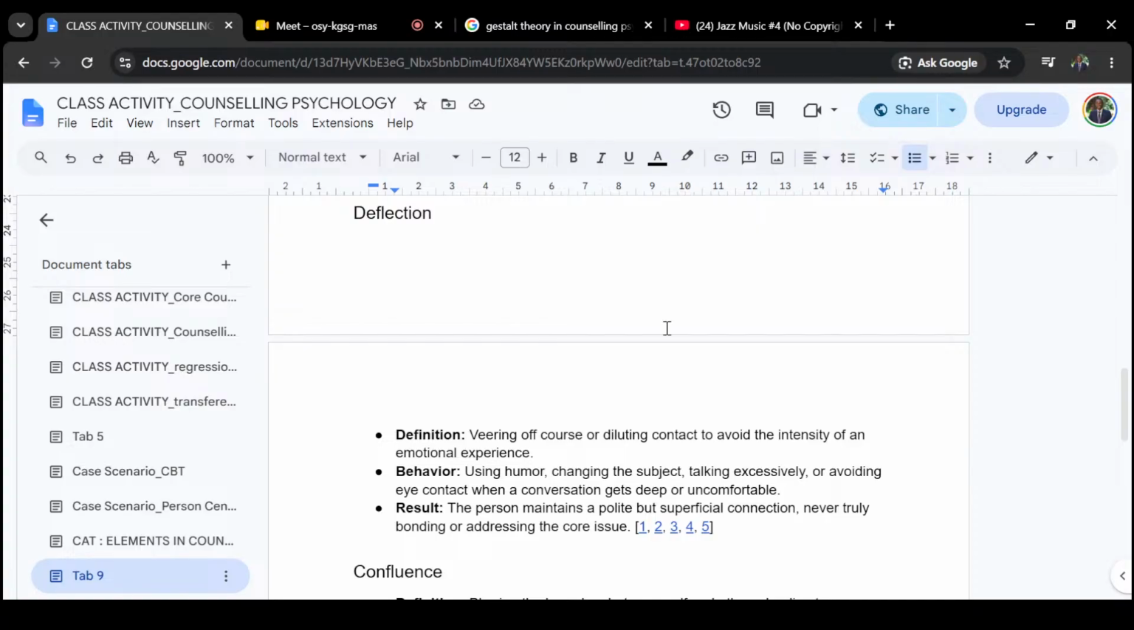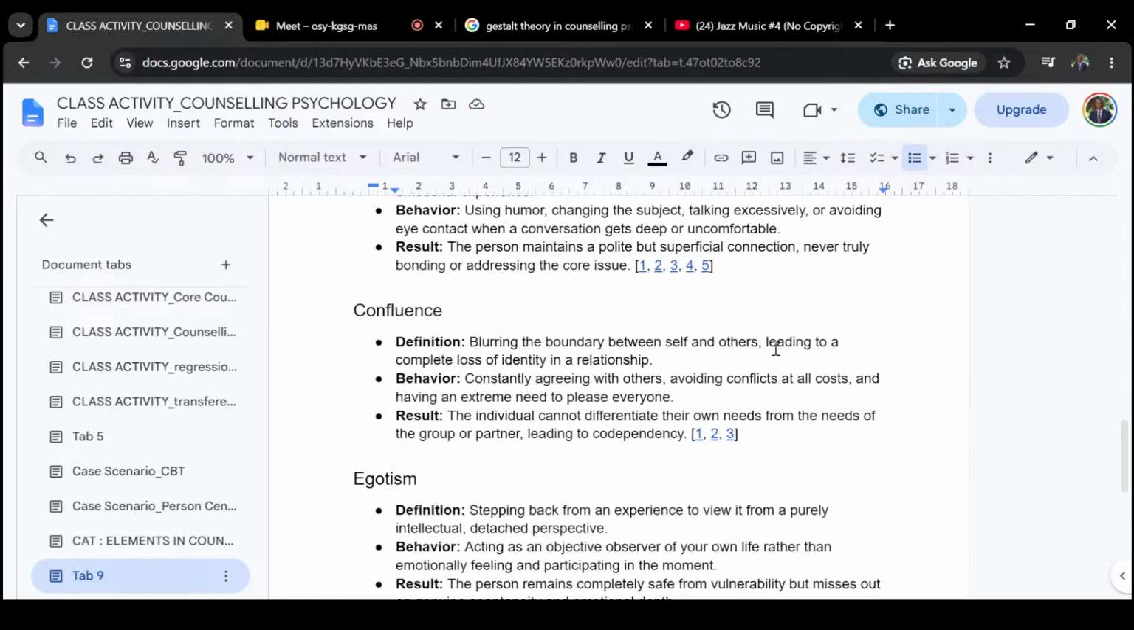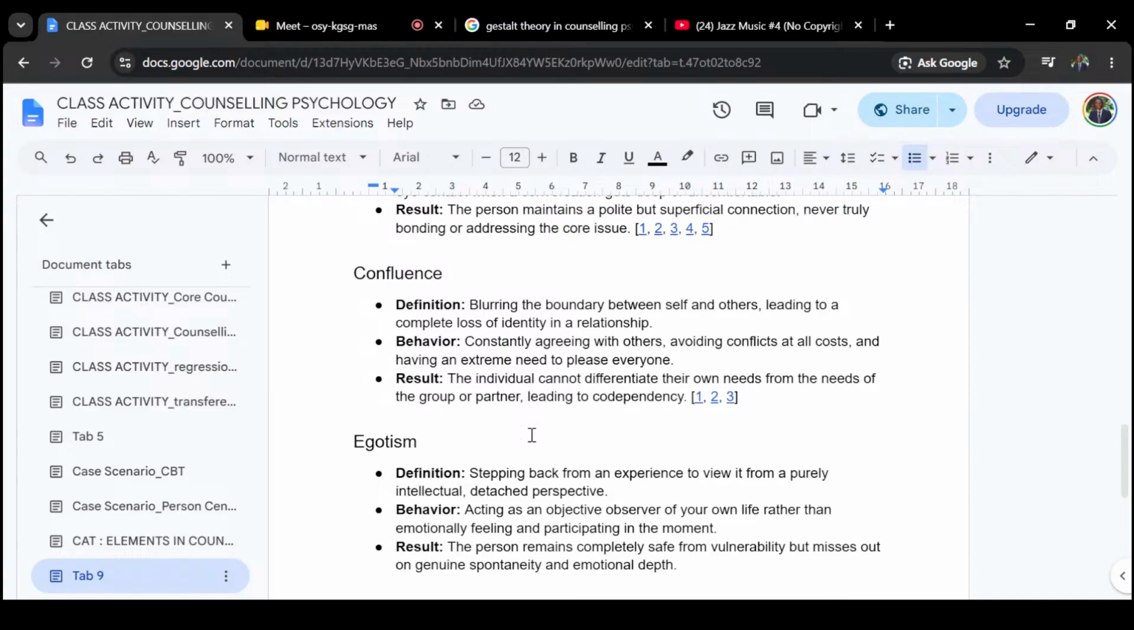Number five is confluence. Definition: blurring the boundary between oneself and others, making it difficult to distinguish personal needs from those of others. The key idea: we are the same. Examples: always agreeing with others to avoid conflict, having difficulty saying no, feeling responsible for everyone else's happiness. Consequences: loss of individuality, dependence, difficulty making independent decisions.